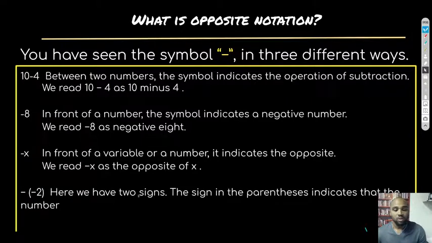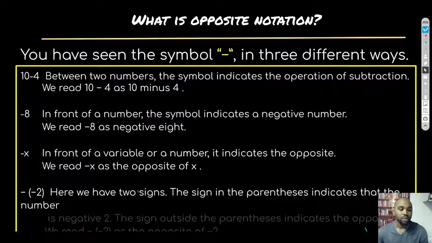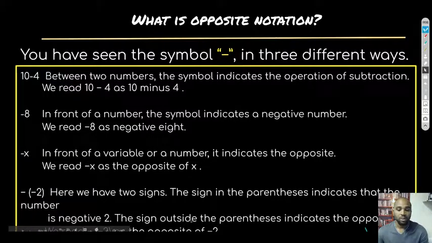And lastly, we have -(-2). Here we have 2 signs. The sign inside the parentheses indicates that the number is -2. The sign outside the parentheses indicates the opposite. We read -(-2) as the opposite of -2.